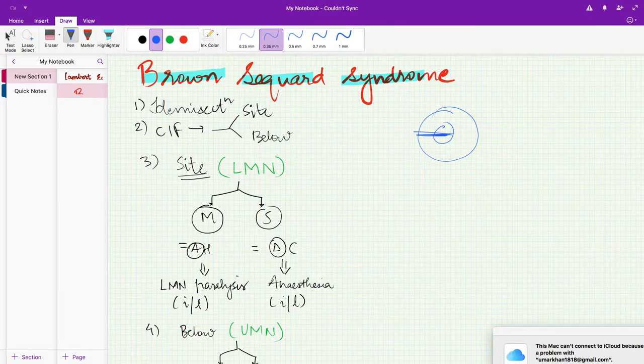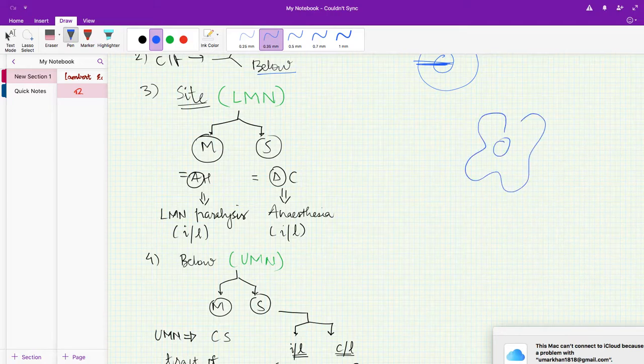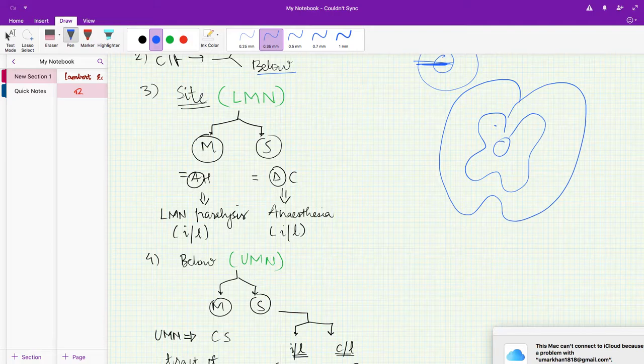So, what will happen? There will be certain features at the site of the lesion, and then there will be those which are below the site of the lesion. At the site of lesion, you use your common sense. At this particular site of lesion, there will be a lower motor neuron paralysis. There will be related motor and sensory symptoms.